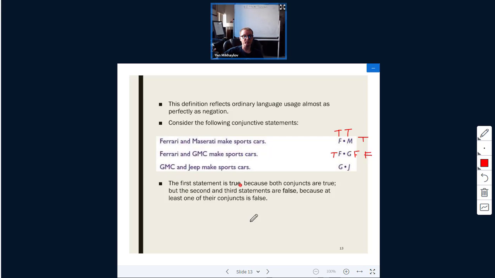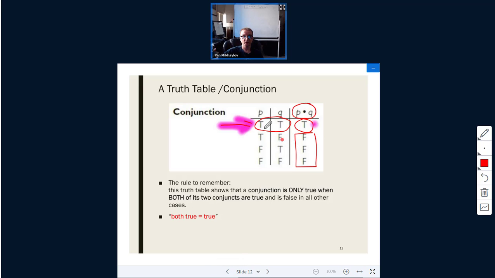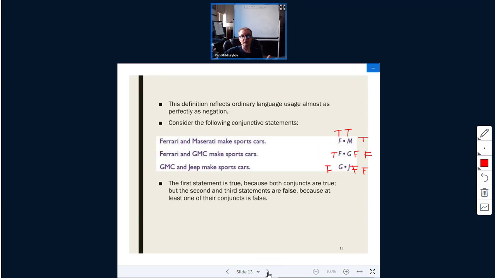Now how about GMC and Jeep make sports cars? True or false? False. Because neither of them make sports cars. So again, this one is false, this one is false. Both of them together are false. So that just again explains to you why there's only one case when both of them are true. The whole thing is true if both of them are true. Any one of them, be it this one or this one, spoils it. And if both of them are false, then it definitely spoils it a lot. So in all these cases, it will be false. The only time it is true is when both of them are true.